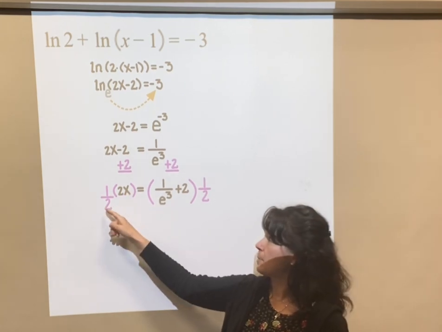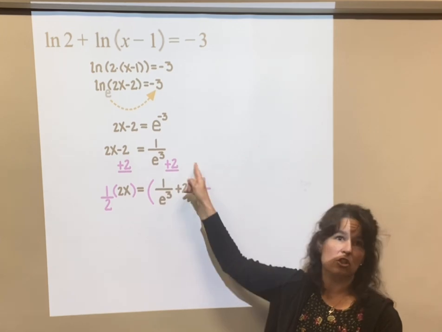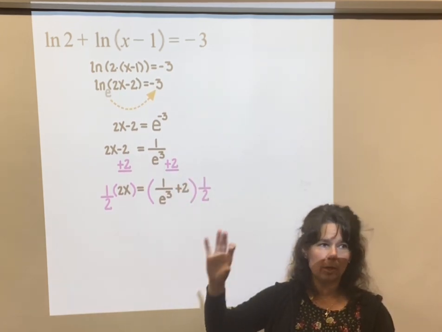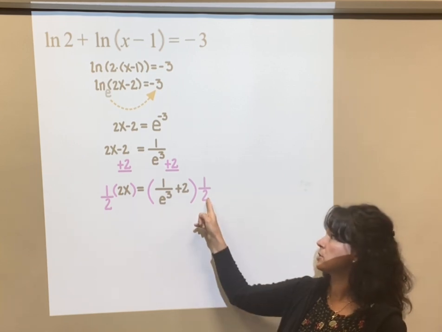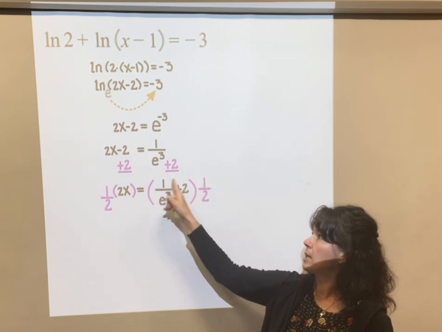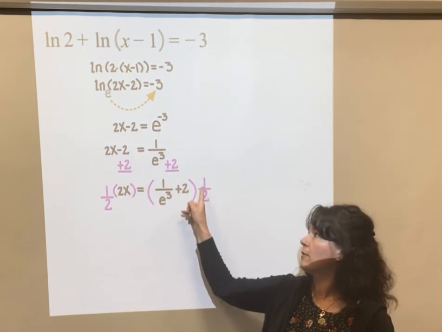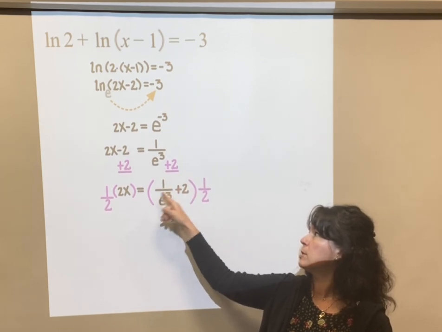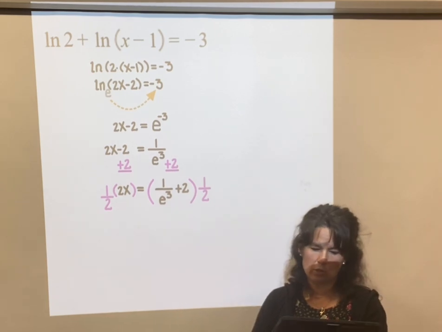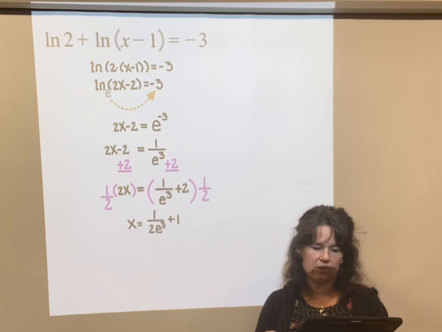So the x is by itself because the 2's cancel, and this 1/2 gets distributed through. When you multiply fractions, it's numerators times numerators, denominators times denominators. So 1/2 times 1 over e cubed, 1 times 1 is 1, and 2 times e cubed is 2e cubed. So I'm going to have 1 over 2e cubed, and then 1/2 times 2 is 2 over 2, which is 1. And we have our final answer.